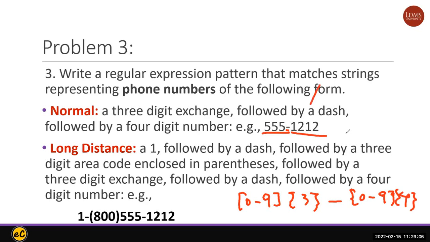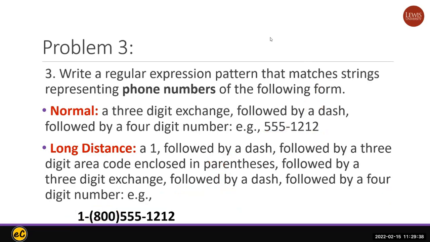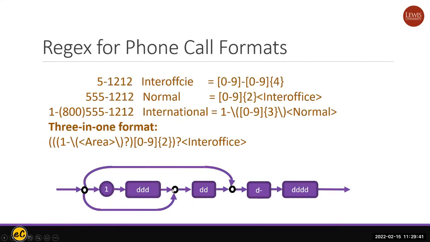So that's this normal phone number. And then you need to design your long distance call phone number. It is 1 followed by a dash, 1 followed by a dash, and then the parentheses, and inside here you have 3 numbers, each from 0 to 9, 3 times. So this is the way you design your regular expression.